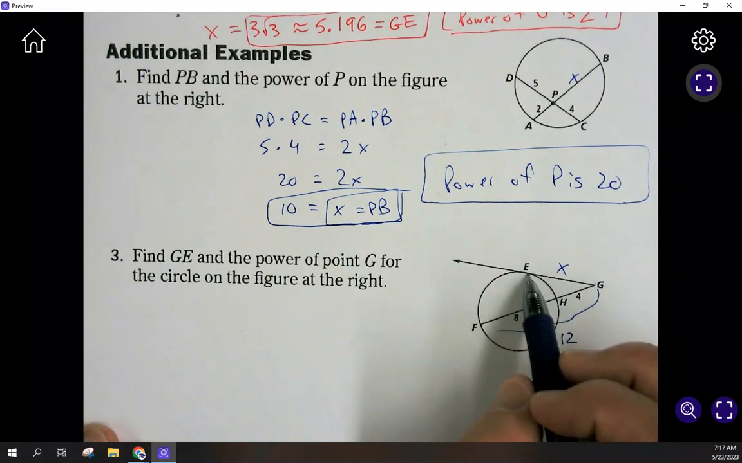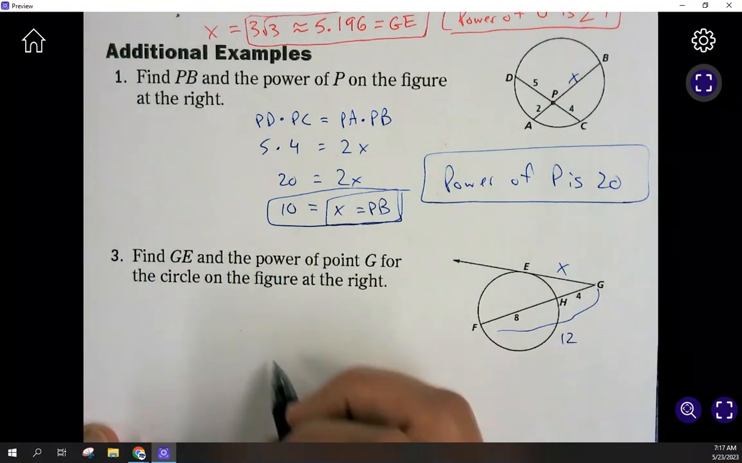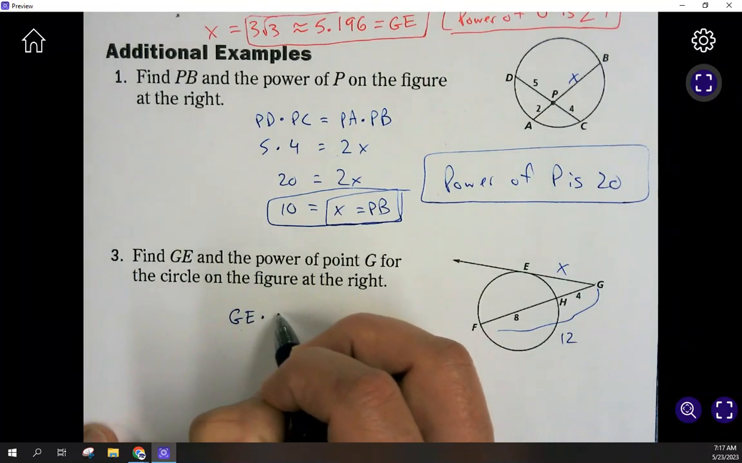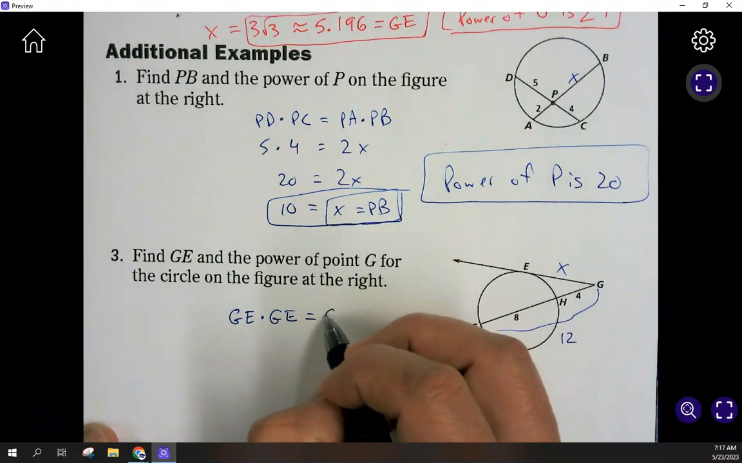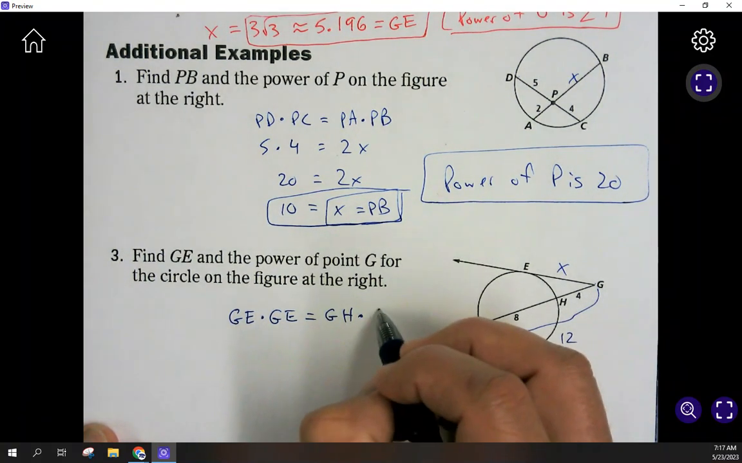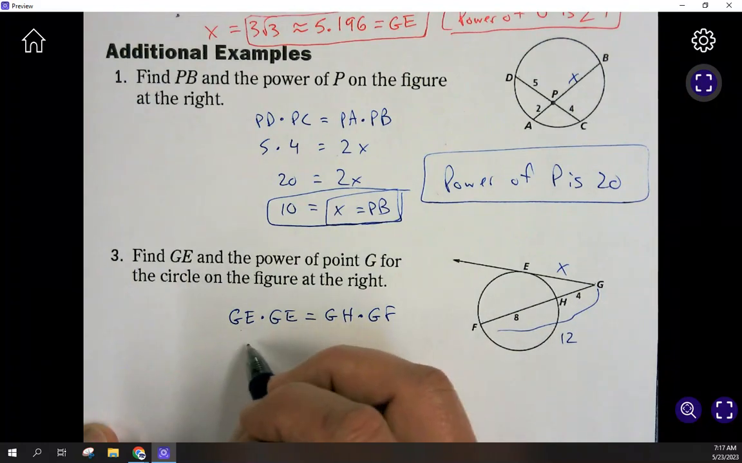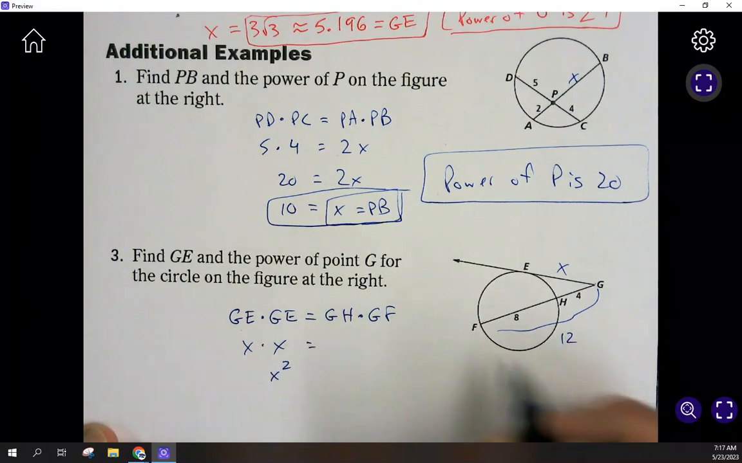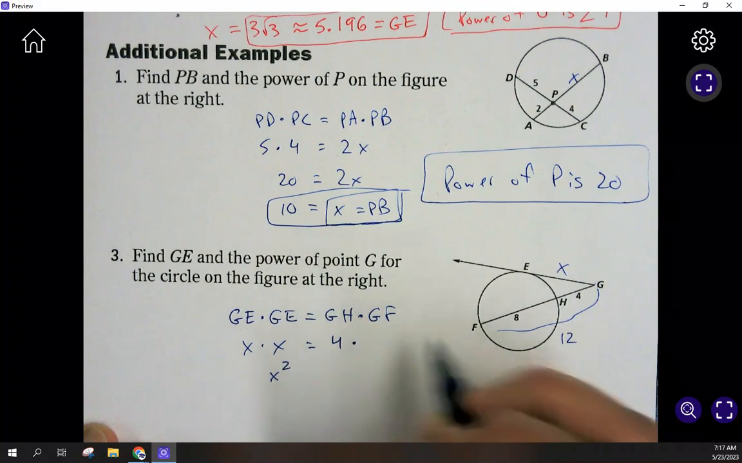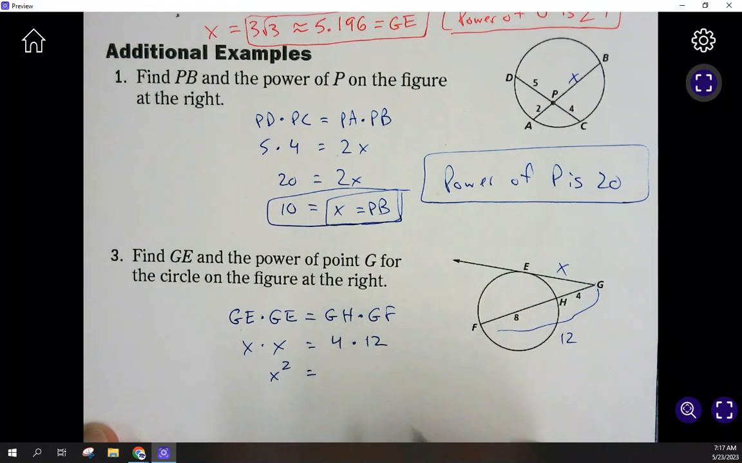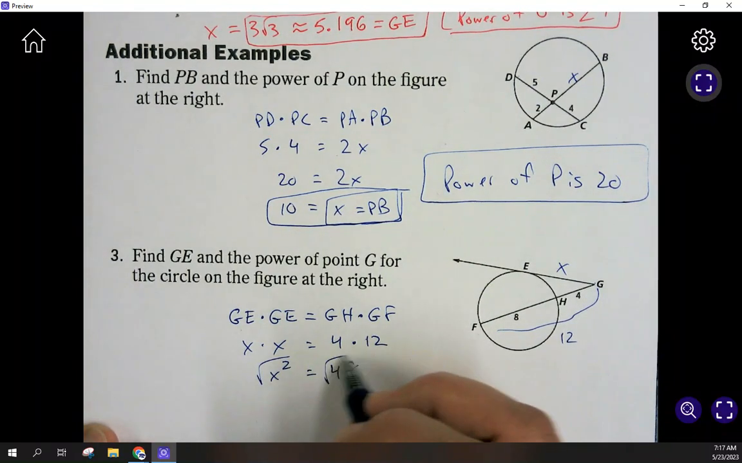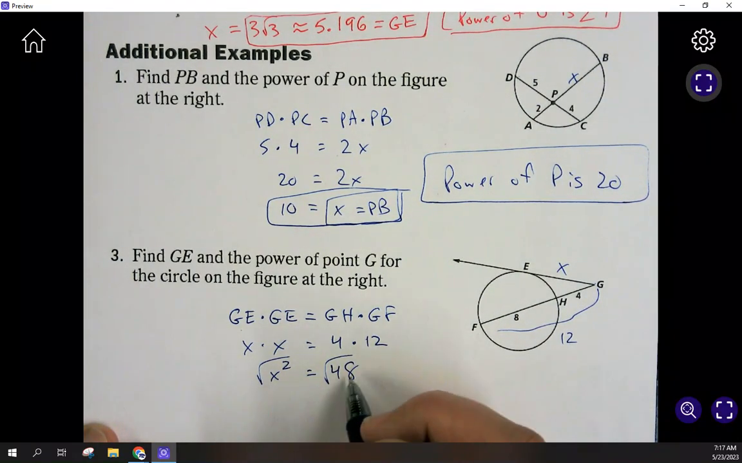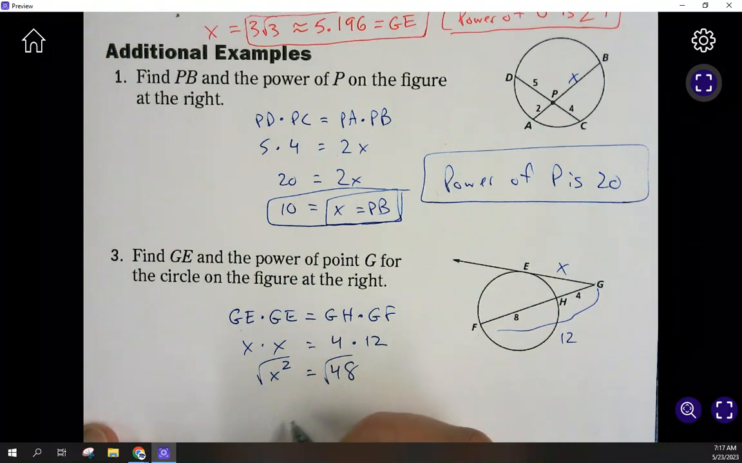We'll call that X. Since it only hits the circle once, we're going to times it by itself. So it's going to be GE times GE on one side, and then it's going to be GH times GF on the other side. So this is X times X, which is X squared. Over here, we're going to have 4 times 12. So that's 48. So something times itself is 48. We're going to square root, not a perfect number. Now, we know 49 has a perfect square root, so this is going to be real close to 7, but it's not going to be exact.